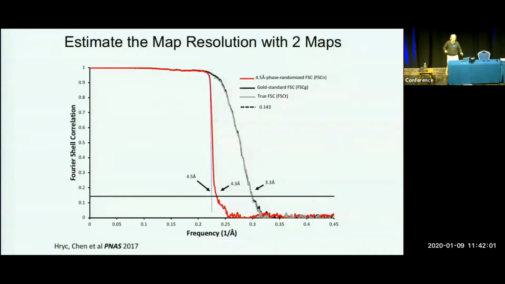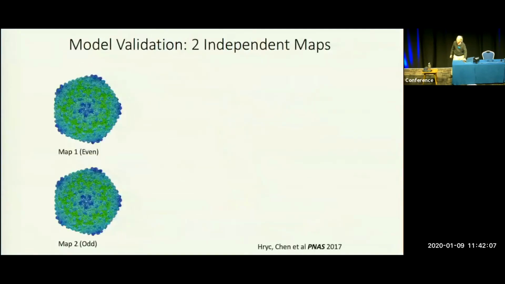Now, since you have two maps and two reconstructions, we build a model. At this kind of resolution, oftentimes you can actually trace the polypeptide backbones of many polypeptides in your molecular machine. In this particular case, it's a virus.